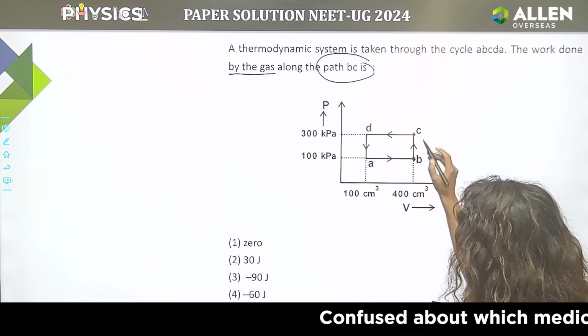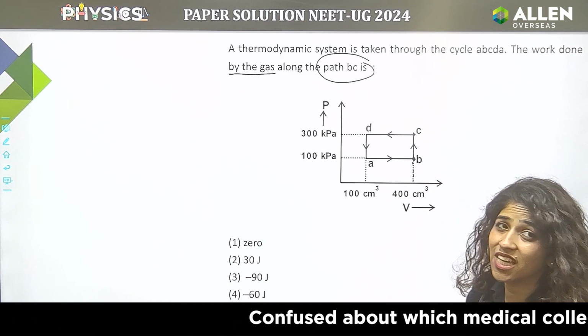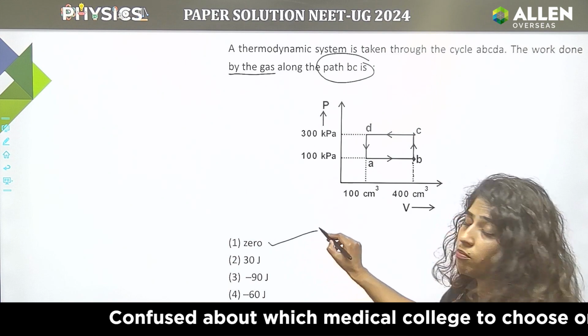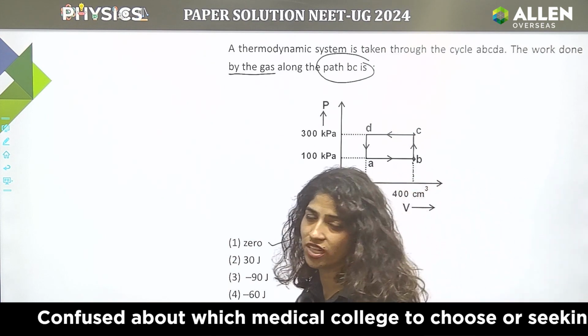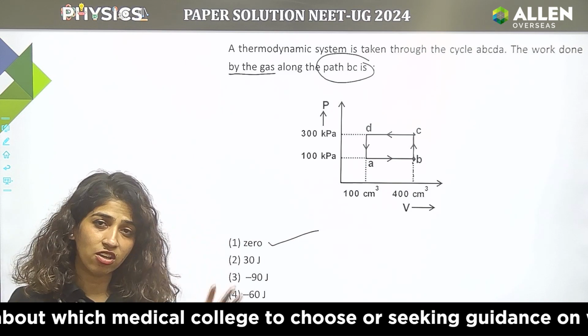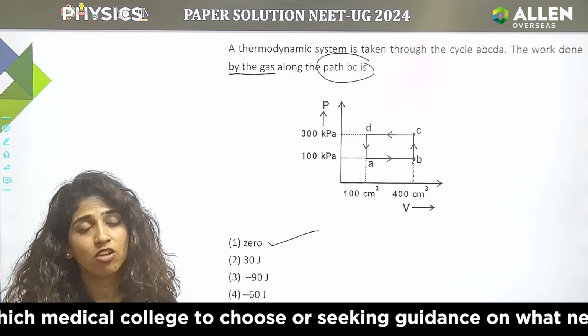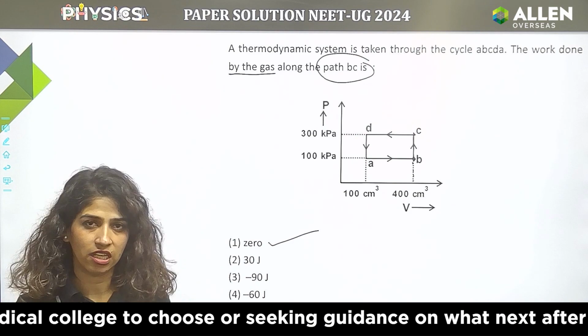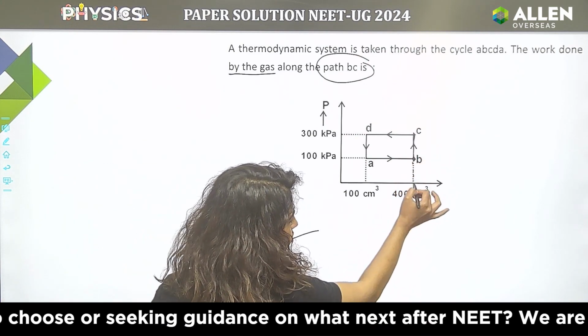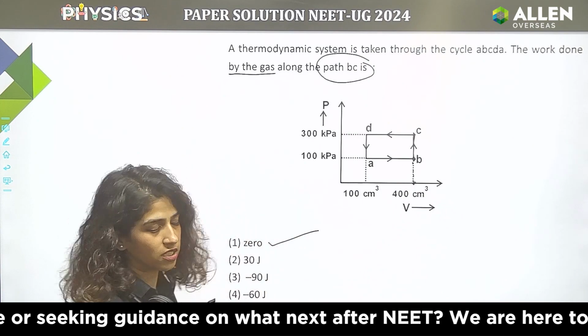Since they are asking work done from B to C, is there any change in volume? Since there is no change in volume, work done will be 0 in this case. If the question was to find the work done in the entire cyclic process, then your work done would be area under the cycle. But here in BC, only this process, since volume is constant, work done is 0.